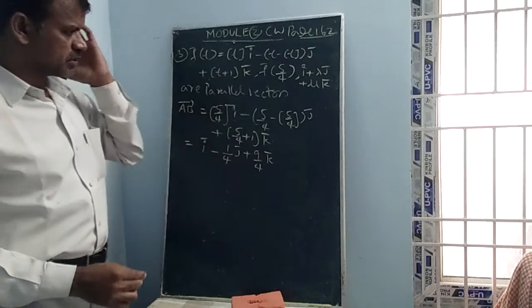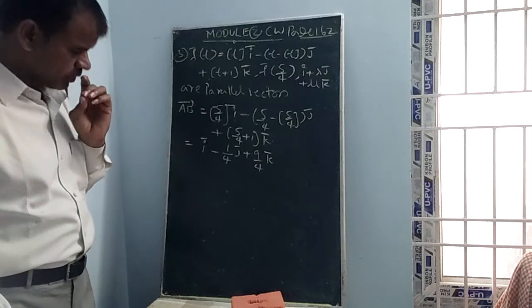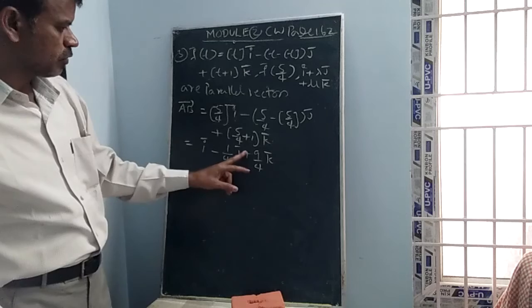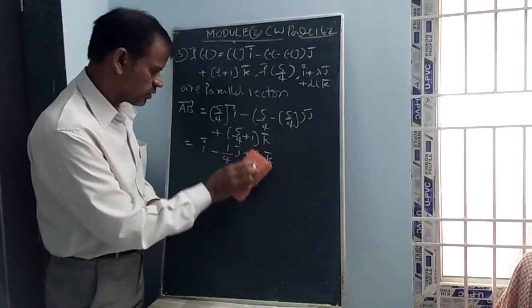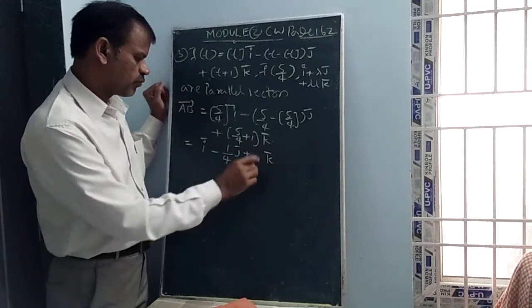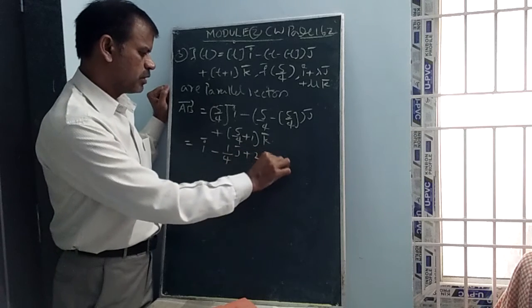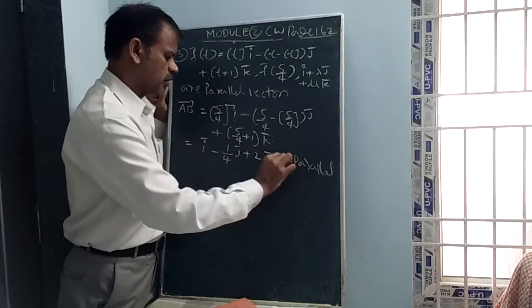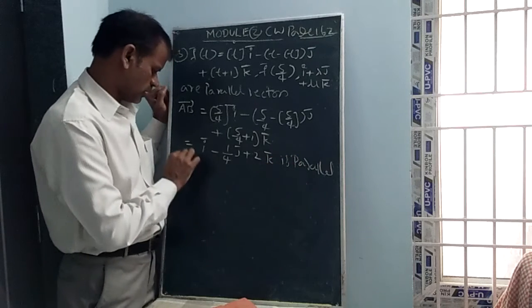Now you compare with this one and this one. For k we should write step of 9 by 4, which is nothing but 2. This vector is parallel to the given one.